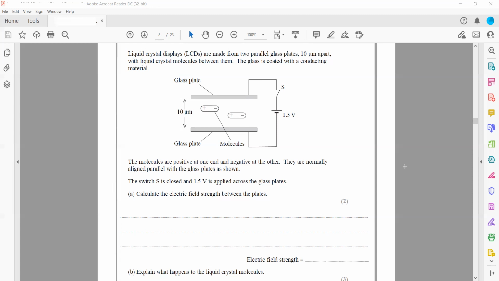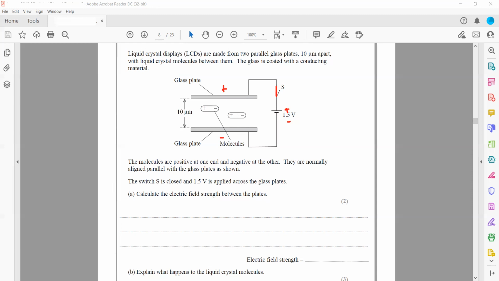The molecules are positive at one end and negative at the other, and they are normally aligned parallel to the glass plate as shown. The switch is closed. Now we close the switch. As a result, the current starts to flow through. This is the positive terminal, so this plate will be positive and this plate will be negative. Calculate the electric field strength between the plates.